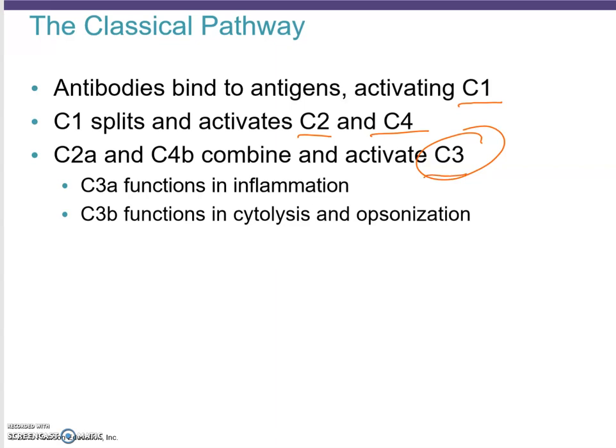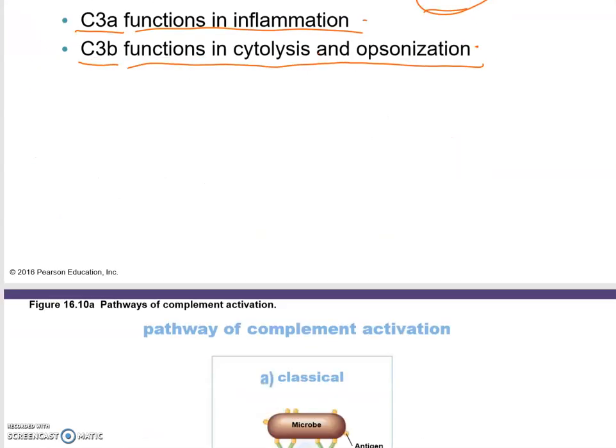C3, the third component of complement, will split into C3A and C3B, and C3A functions in inflammation, and C3B functions in cytolysis and opsonization, which are collectively the three things that we need. Increased inflammation, cytolysis via membrane attack complex, and also opsonization, which is a labeling thing.